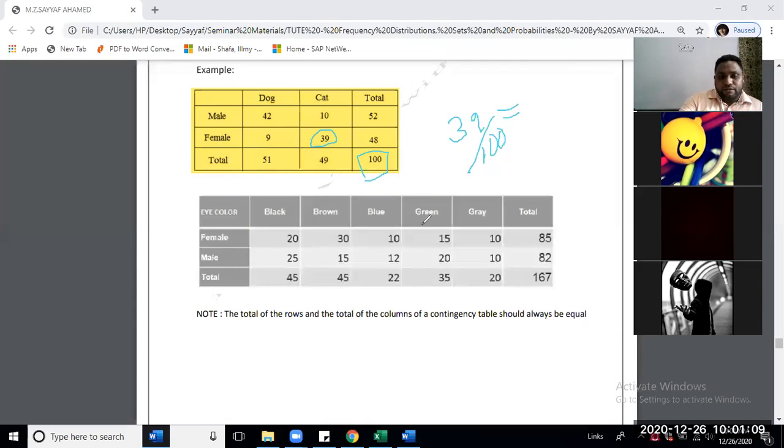Clear? Another example, let's say what is the probability of a male having gray colored eyes. A male having gray means it's 10 out of 167. It's not always out of the total. Sometimes they can also ask, out of the female students, what is the probability of a girl having black eyes? That is 20 out of 85. So which total they are referring to is very important when it comes to probability.